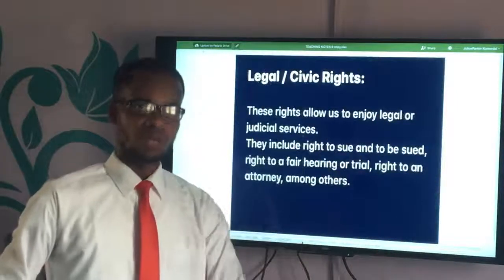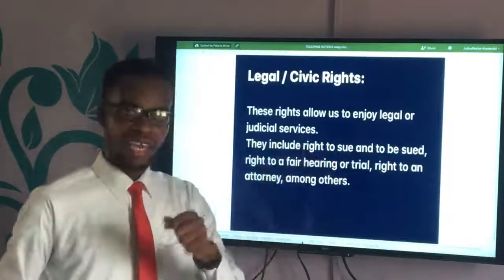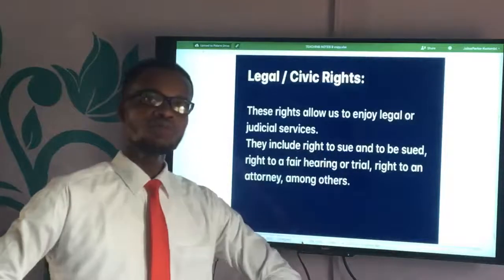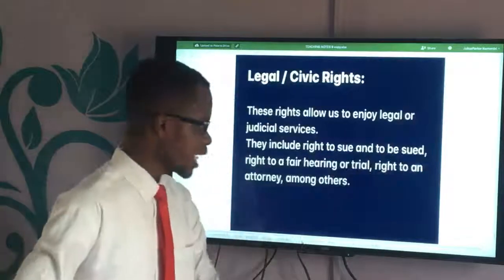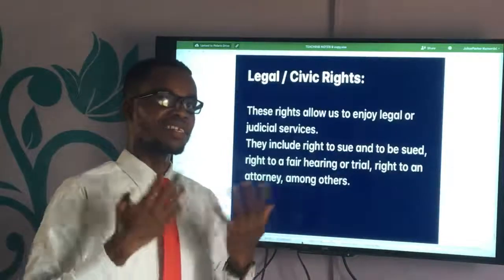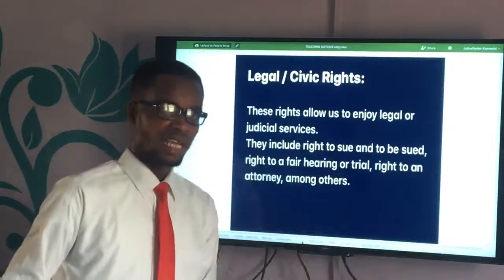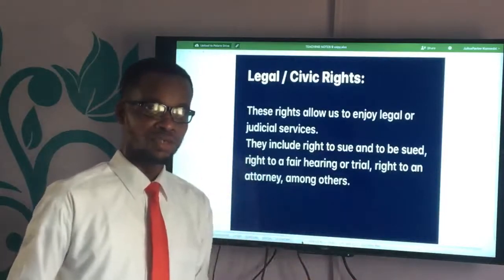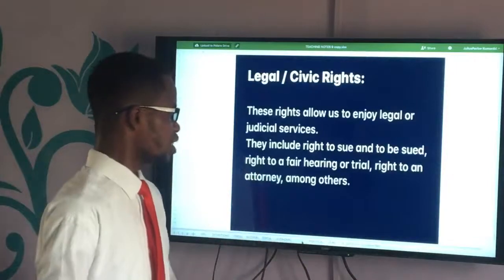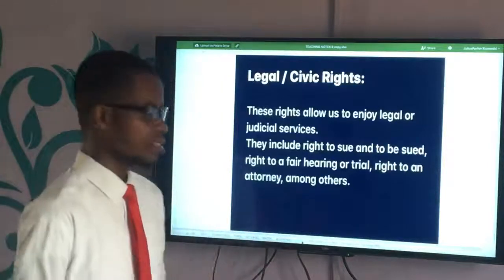They have to also hear your part of the story. So for that matter, you have the right to a fair hearing. Then if that is the case, you can also be given an opportunity to get a lawyer. Okay, it could be a state attorney. If you don't have the finances, you can be given a state attorney to also defend you in that trial. So these are some of the examples of legal rights.